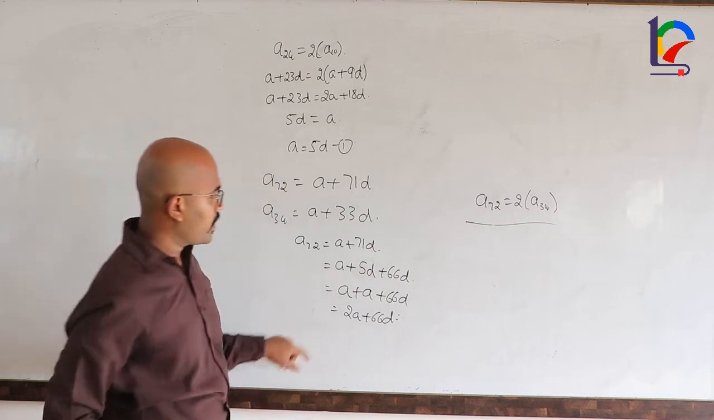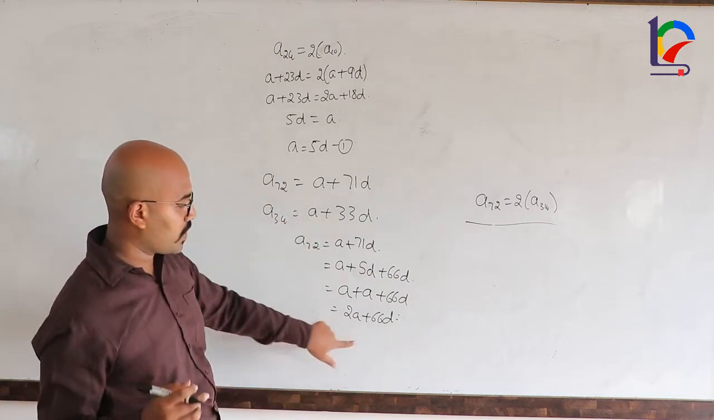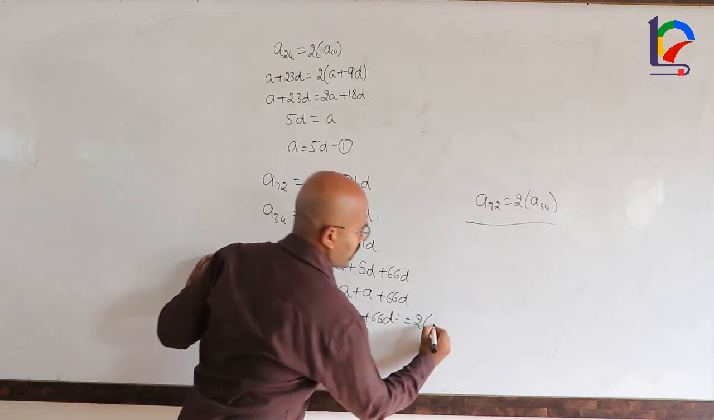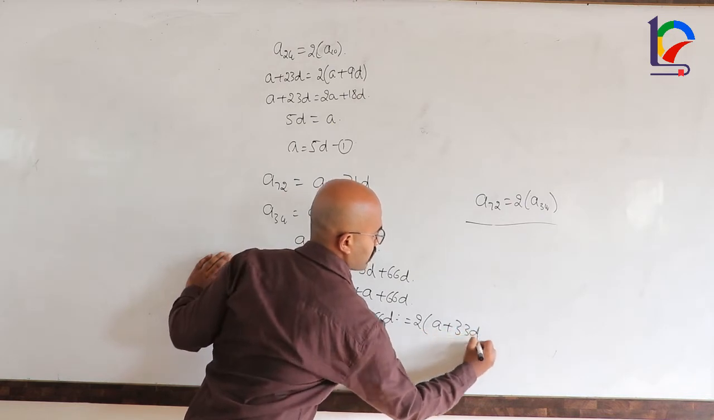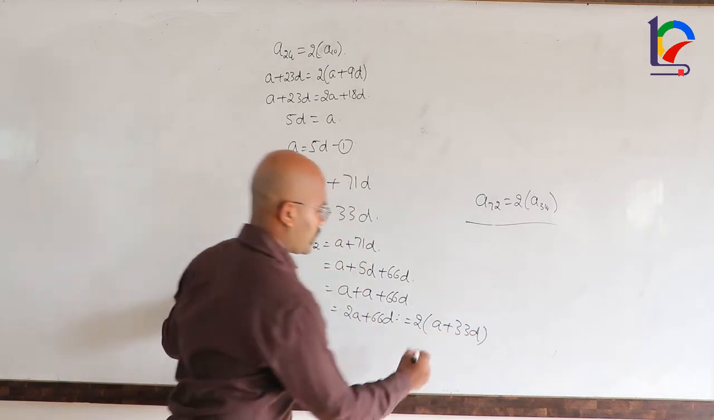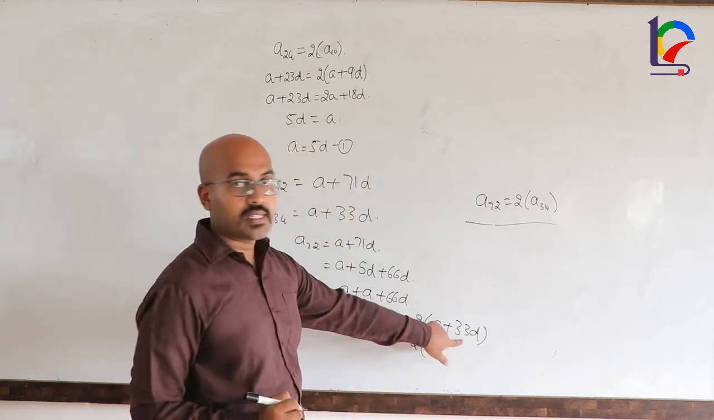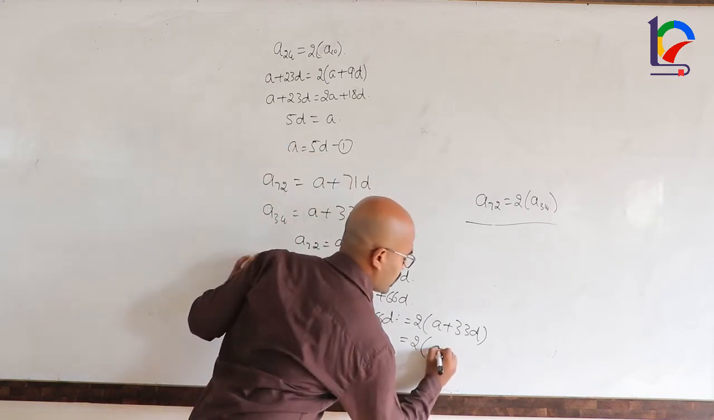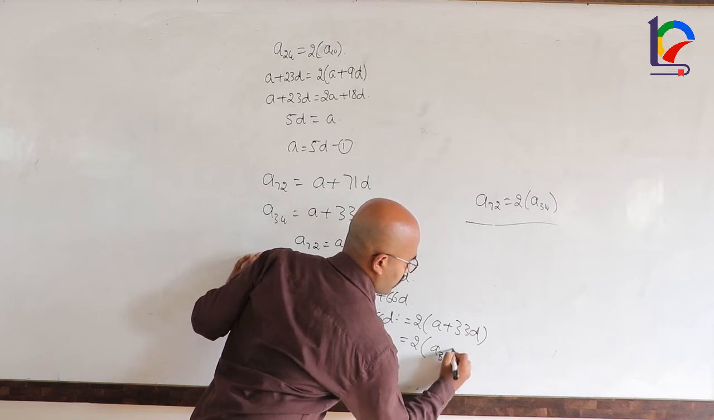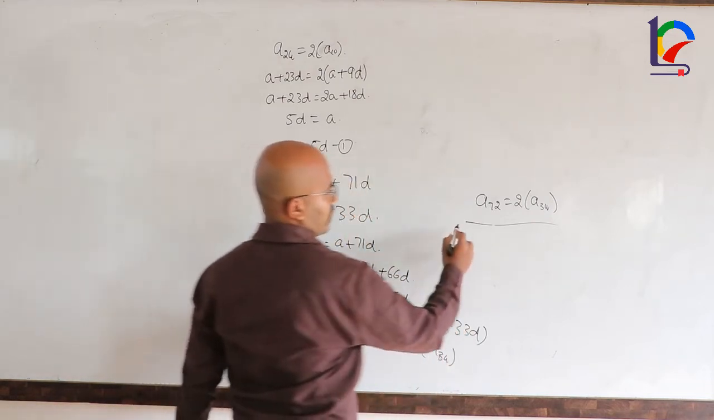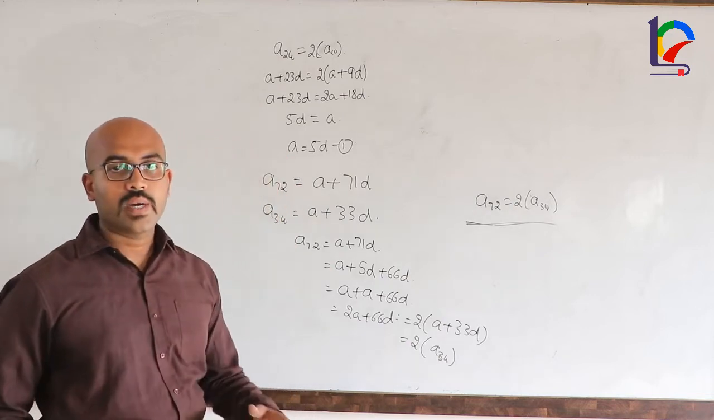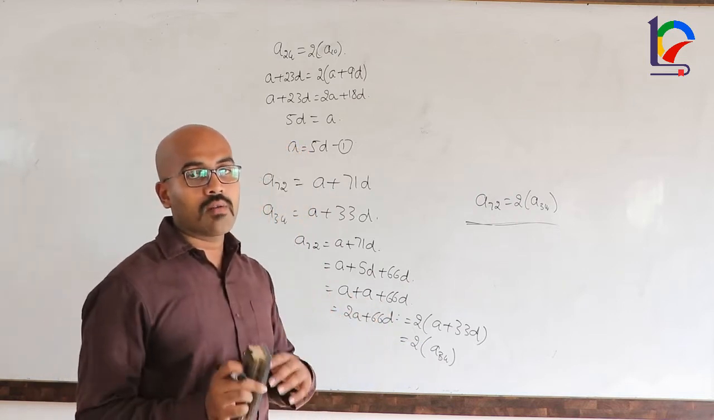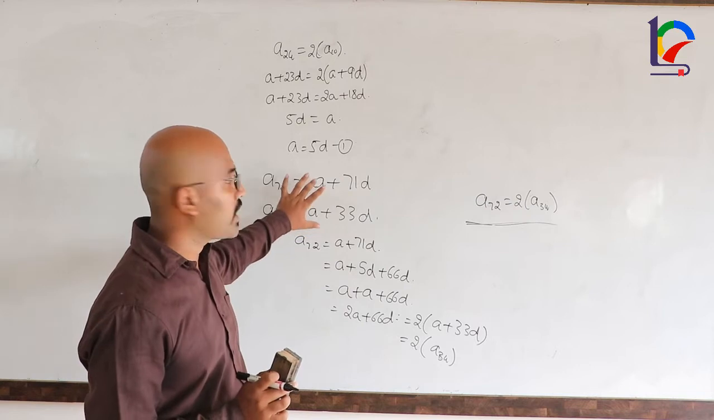So now, as I told earlier, this is double. So what you can do is take 2 common. When you take 2 as common, you will be left with a plus 33d. So now a plus 33d can be written as the 34th term, a plus 33d. Hence, the 72nd term is twice the 34th term. So when you are not able to solve at any particular point of time, see whether there is any link.